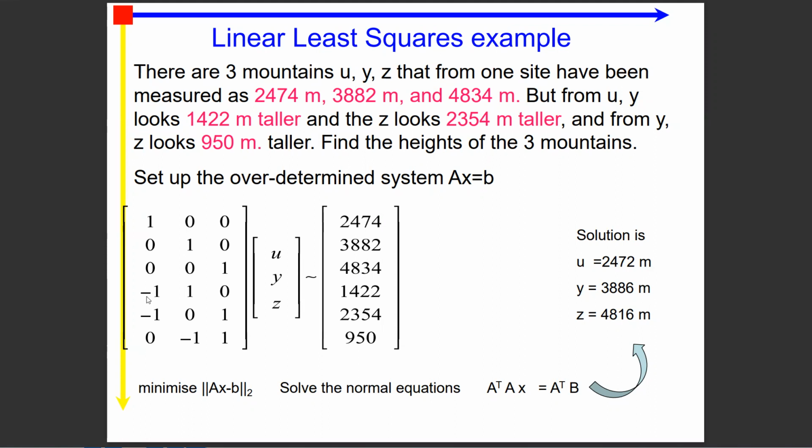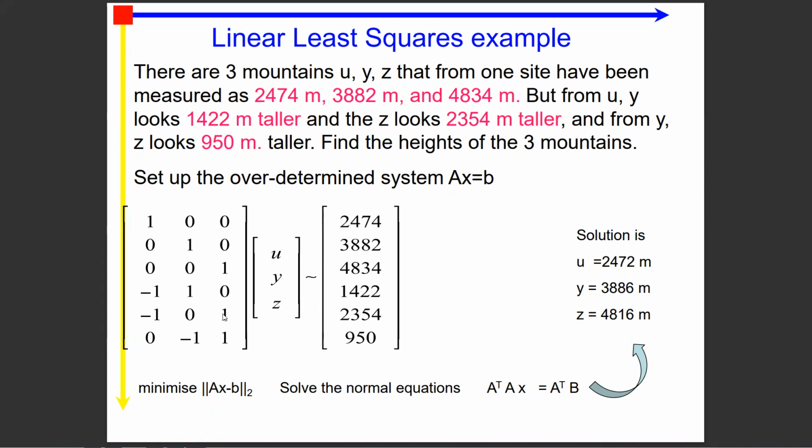We said that from u, y looks taller. So we have minus u plus y, so minus 1 times u plus 1 times y equals 1422, this fourth row. So effectively y minus u is positive 1422. So we know that y is taller, and we're taking the difference: y minus u is this much.